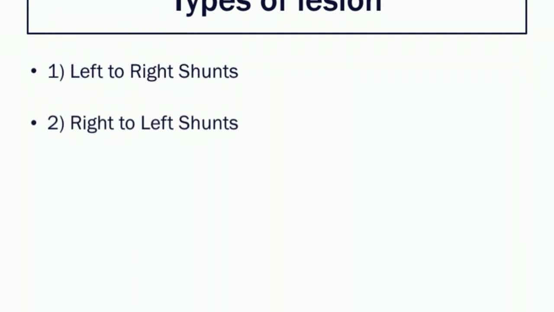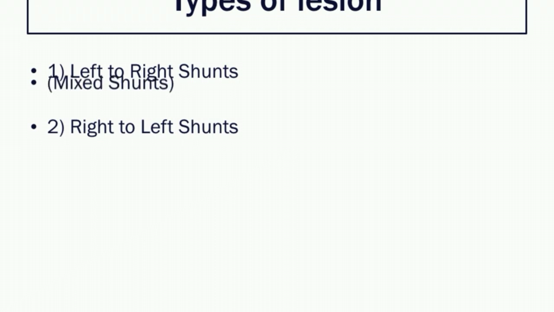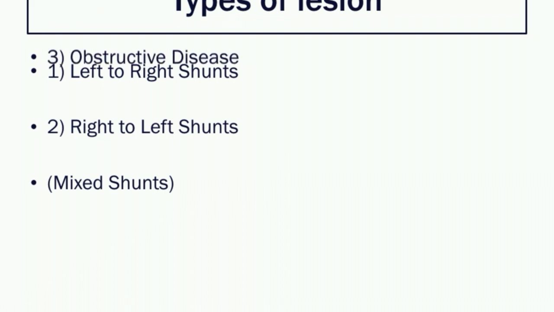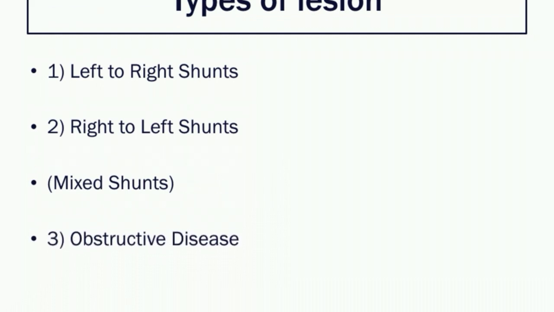So generally, there are 3 types of major lesion in the heart. There's left to right shunts, right to left shunts, mixed shunts, which are kind of left to right shunts with a few extra aspects added to them, and there's obstructive disease as well. There are some other complicated, what we call complex congenital heart disease, but we won't talk about them in a lot of depth, and they can generally be put into these categories.